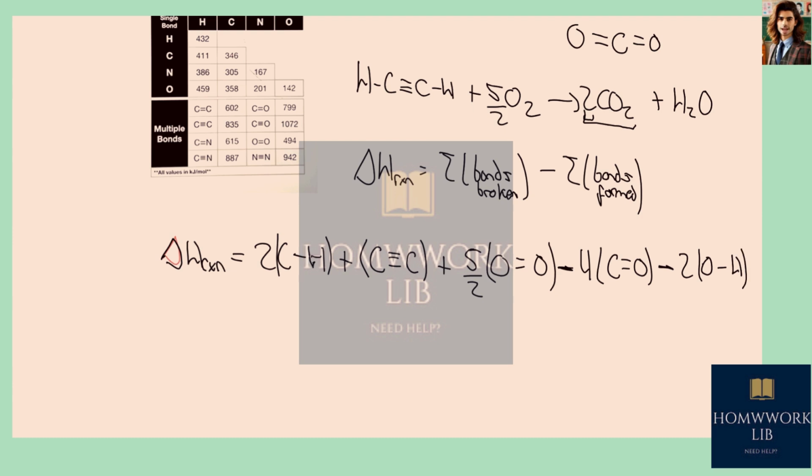Replacing the values from the table, carbon-hydrogen corresponds to 411 kilojoules per mole. Carbon triple bond carbon corresponds to 835 kilojoules per mole. Oxygen double bond oxygen is 494 kilojoules per mole. Carbon double bond oxygen is 799 kilojoules per mole. And finally, oxygen hydrogen is going to be 459 kilojoules per mole.